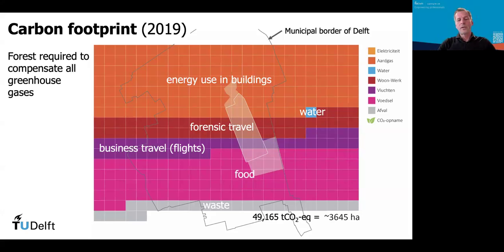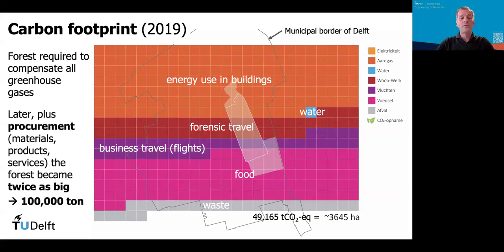But you see that a lot of area needs to be covered by forest, because behind in all these colors which depict forest, you see the municipal border of Delft, which is the city where we are. And it needs 1.5 times the area of Delft to compensate for that. And that's only our university, and that's not the people living there or the companies that are in the city.